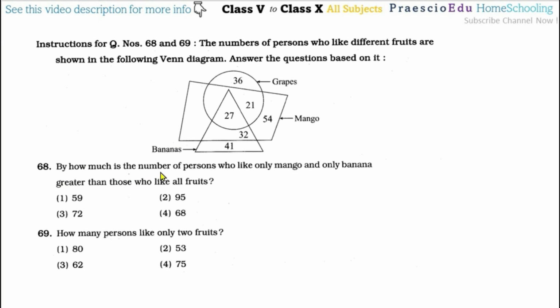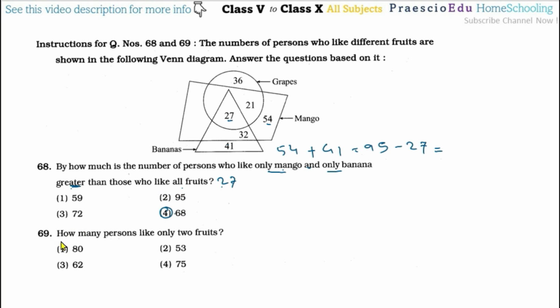By how much is the number of persons who like only mango and only banana greater than those who like all the fruits? So all the fruits means that is 27. Only mango means that is 54. And so the addition we have to do. Only banana means 41. So this is 95, and here the 27. So how much is the greater? So 95 minus 27, so that we are getting 68. So option number 4 is the correct one.